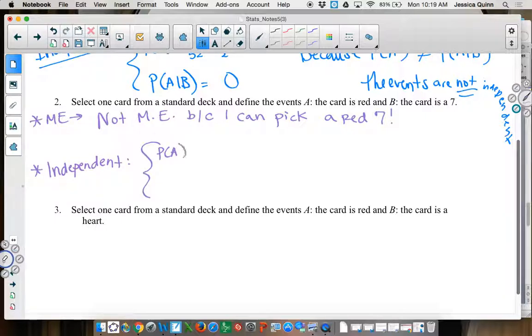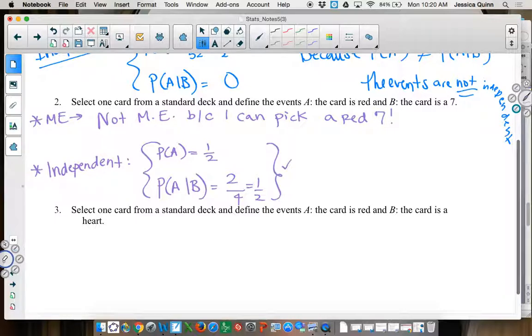Independent. Probability of A, again, A was a red card, so it's still 1/2, right? The probability of A given B. Again, B is that I picked a 7. How many 7s are there? 4. Of those 4, how many are red? 2, which simplifies to 1/2. Okay, so this one checks out.